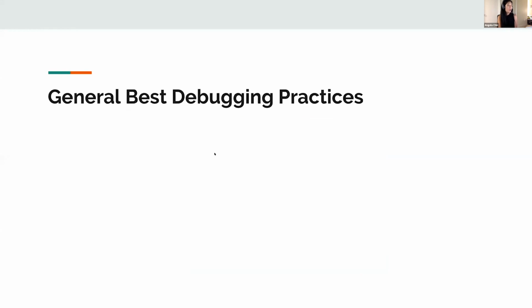And so I wanted to start with some general best debugging practices that you should be applying when we're trying to get to the root cause of an issue.